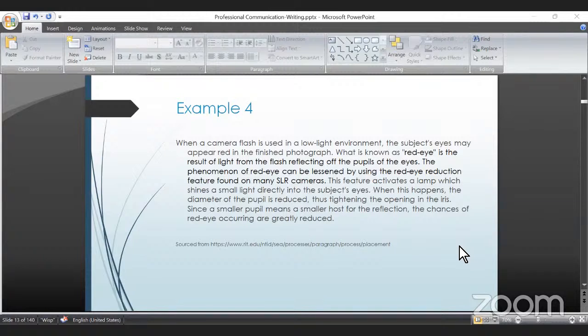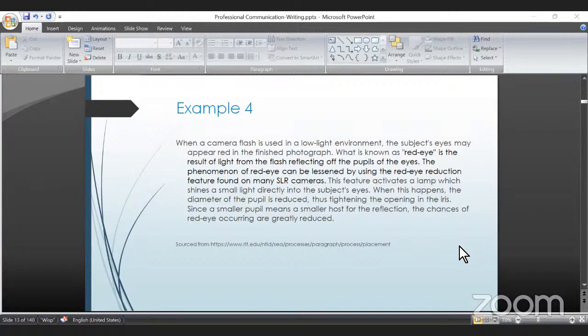Yes, ma'am. Look at the sentences. This feature activates a lamp which shines a small light directly into the subject's eyes. When this happens, the diameter of the pupil is reduced, thus tightening the opening in the iris, since a smaller pupil, and so on and so forth. Are these sentences talking about the sentence that you just picked for us? Yes, ma'am. They are saying about red eye.